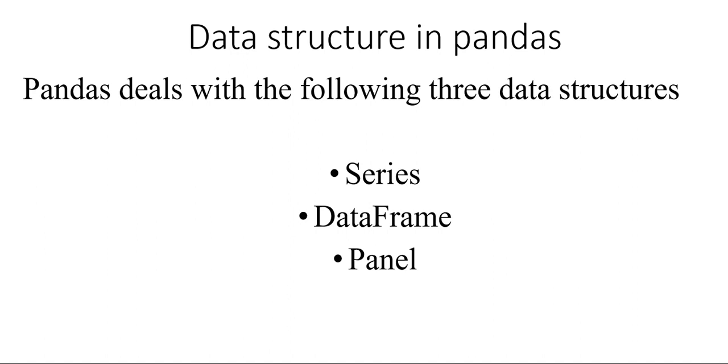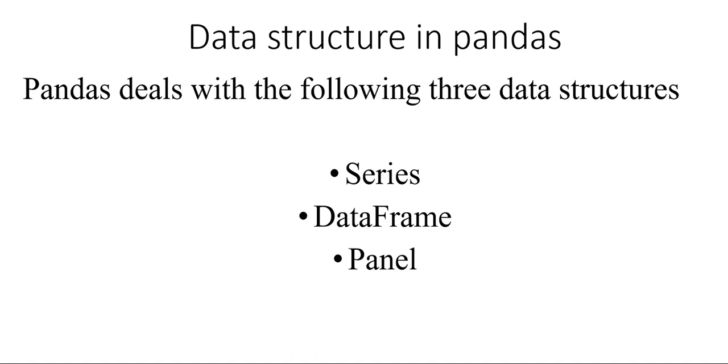Data frame is for two-dimensional data analysis. You can see a data frame as a set of series objects. A data frame is two-dimensional. When it comes to the panel, it is three-dimensional. So there are only three objects: series, data frame, and panel. Series is a one-dimensional labeled homogeneous array. Its size is immutable. Once the series is created, it is immutable.